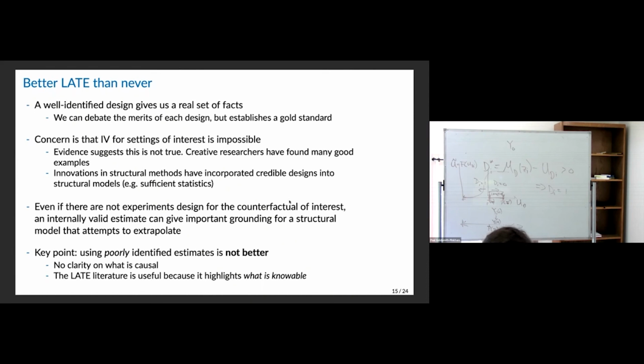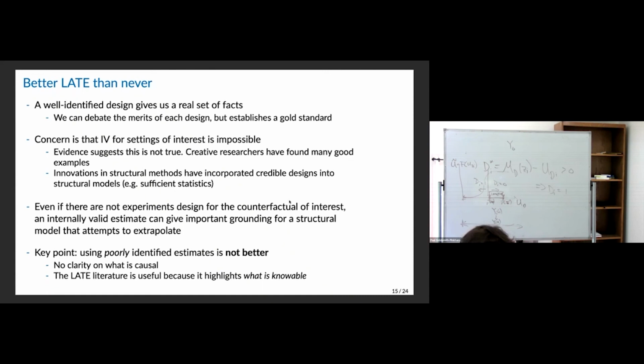More generally, the idea is that we're going to get some estimates, they're going to be reduced form, and then they're at least informative for the model that we're going to put in place. We're not going to calibrate it in totally arbitrary ways. We're going to try and discipline the broader structural things that we're going to do. The key point in the end is that using poorly identified estimates is no reason that that's better. It's not better. What you get is just a total lack of clarity in terms of what's causal and what's not, and people can just pick as a function of their prior.